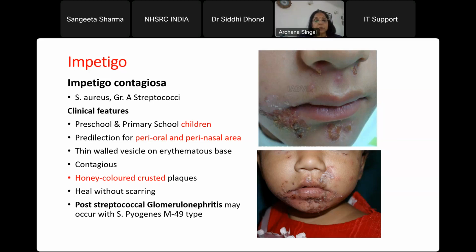it heals without scarring. But if the etiological agent is group A beta hemolytic streptococci, then one has to be very, very careful, because even after successful treatment or resolution of the lesion, the patient can have post-streptococcal glomerulonephritis as a complication. Next.